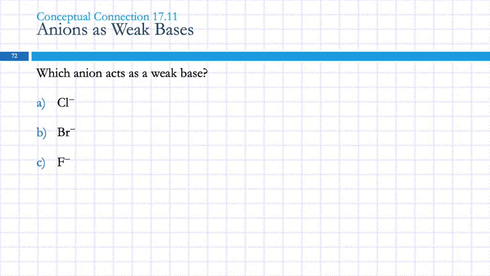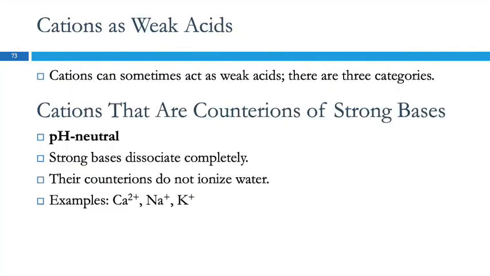So which of these anions will act as a weak base? Yeah, it's going to be C. Because this is the conjugate base of a strong acid, conjugate base of a strong acid, conjugate base of a weak acid. So that makes it a weak base. So anions can act as weak bases, cations can act as weak acids.